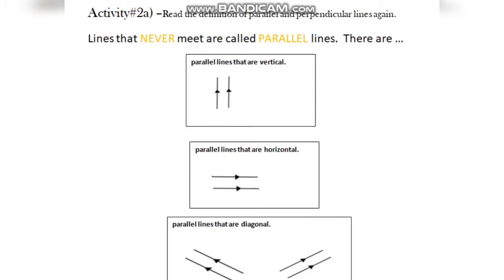In activity 2A, you're just thinking about the types of parallel lines that there are. So in the first rectangle, you can see the two lines with the little triangles on them, indicating the direction they go. They're going up, and they are vertical parallel lines. And then in the rectangle below, you can see two horizontal parallel lines. And then also consider that parallel lines can be diagonal, and they can go in different directions when they're diagonal.